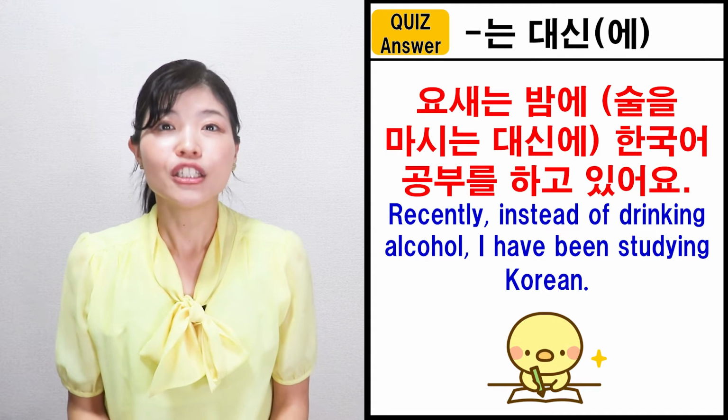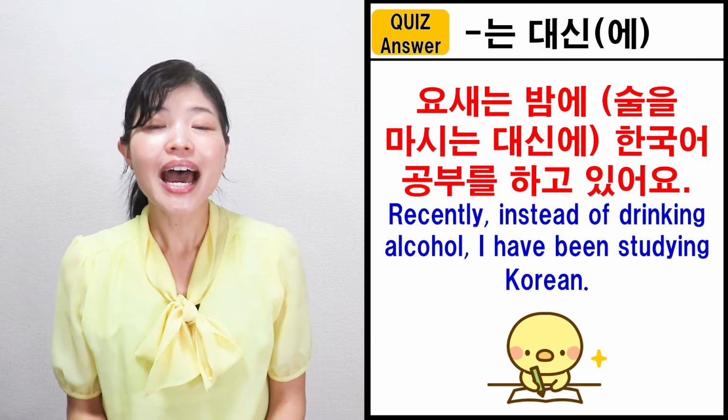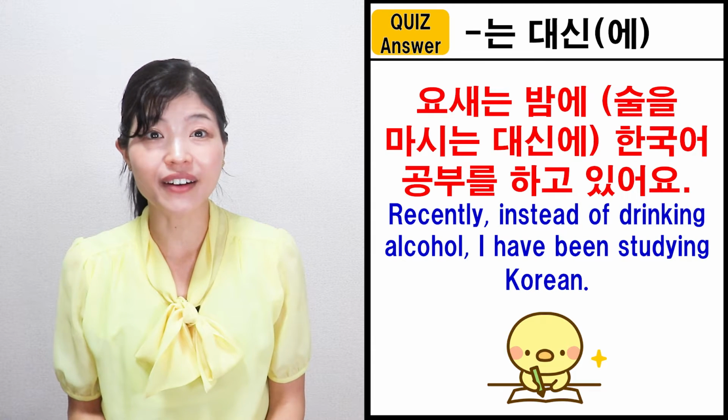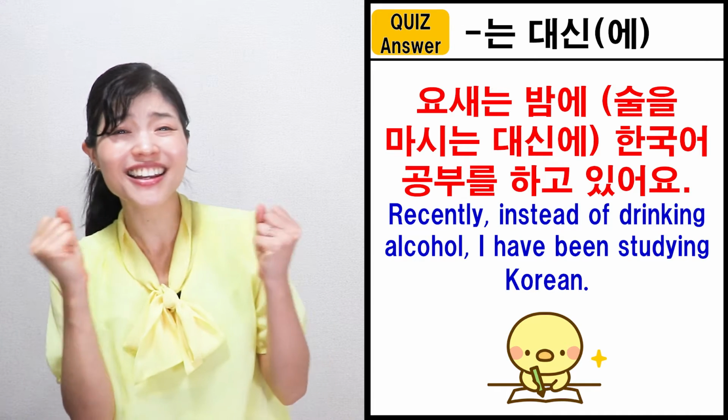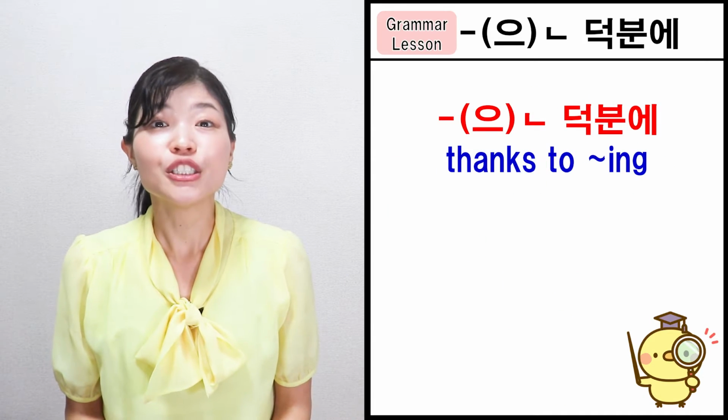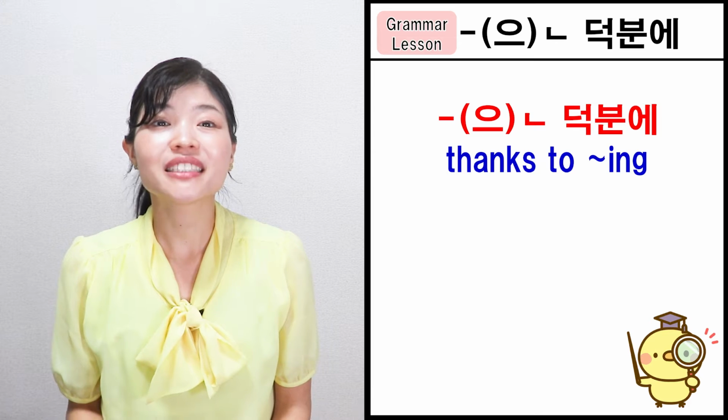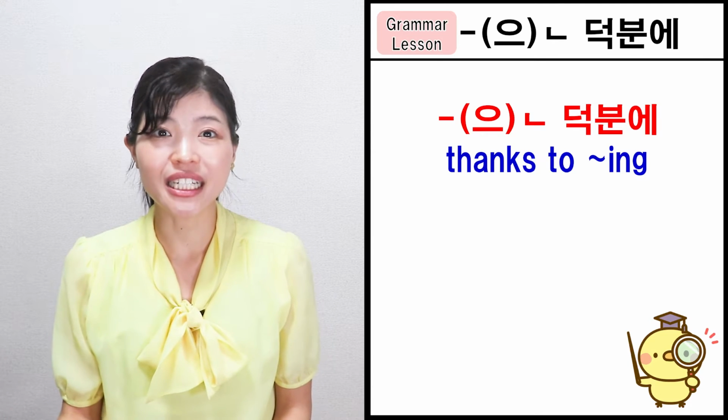요새는 밤에 술을 마시는 대신에 한국어 공부를 하고 있어요. It's great that you have an attitude to learn Korean. I love it. The second grammar, 은/은 덕분에 means thanks to -ing.